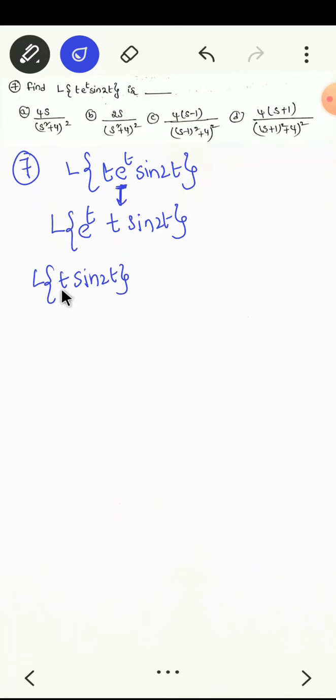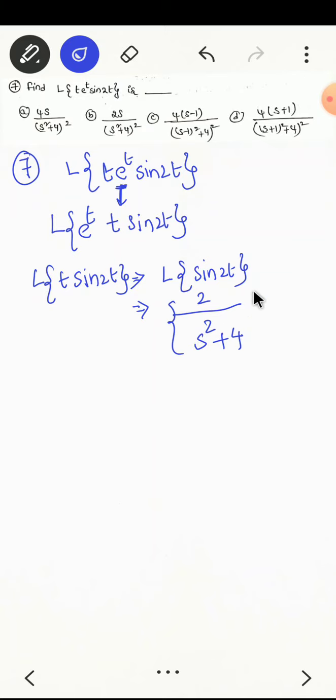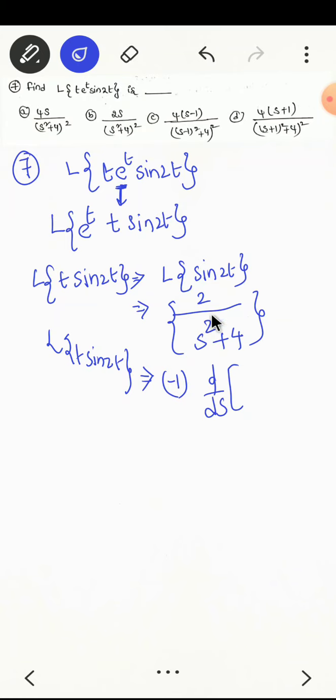We don't know Laplace of t sine 2t, but we know how to solve it. We should first find the function of s. Laplace of sine 2t can be written as a by s square plus a square, that is 2 by s square plus 4. Is it? Yes. Then we should apply Laplace of t sine 2t. t is to power 1, so minus 1 raised to power 1 d by ds of the function of s we have got for sine 2t, that is 2 by s square plus 4.